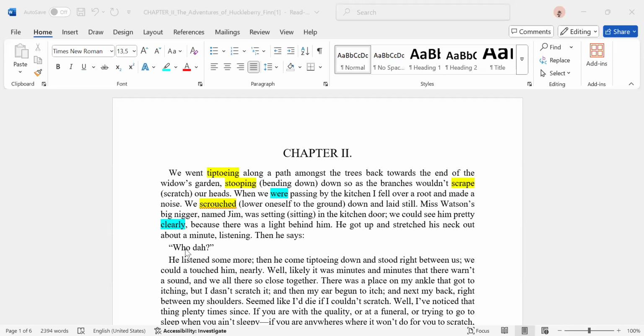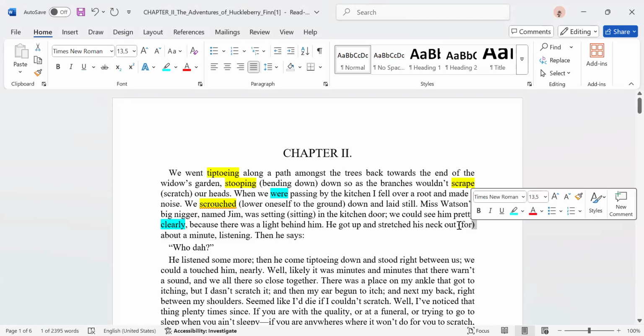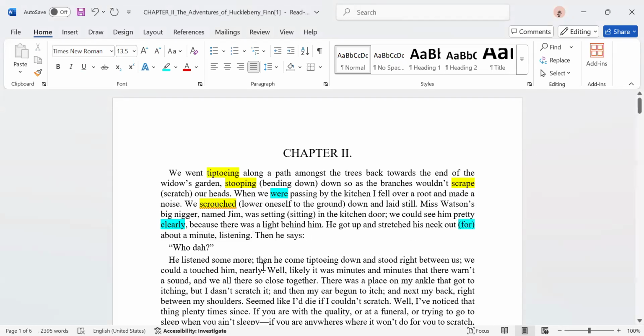So "neck out about a minute." This is an informal one. Most English teachers would point out that when you type it in Grammarly, they would always suggest "for about a minute." Technically, for writing, the formal English is "for about a minute listening." So "listening" is a present participle, modifying the "he" right here.